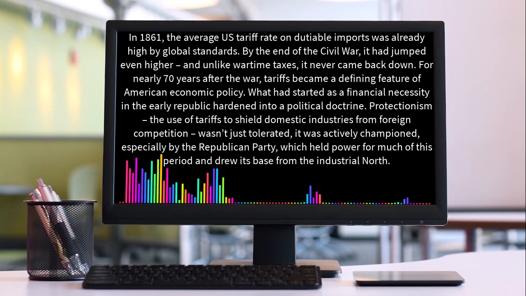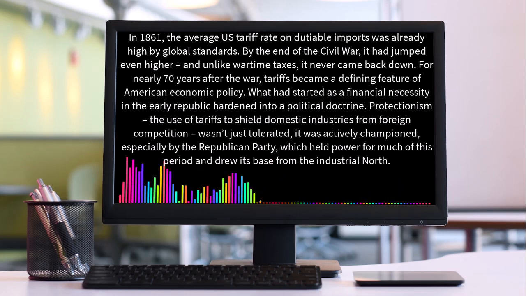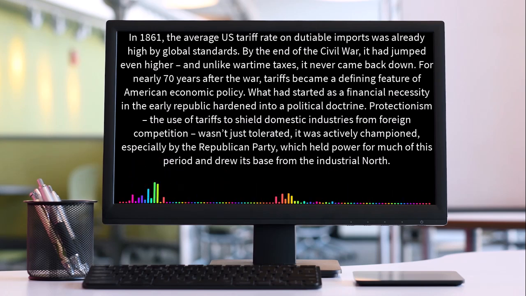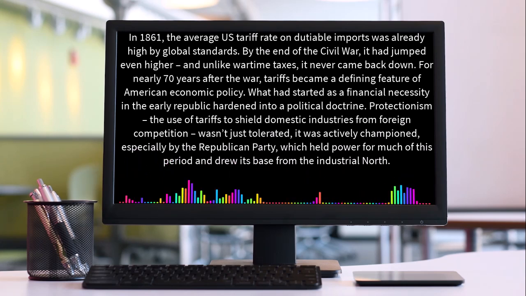Protectionism defined an era of American trade policy. In 1861, the average U.S. tariff rate on dutiable imports was already high by global standards. By the end of the Civil War, it had jumped even higher, and unlike wartime taxes, it never came back down. For nearly 70 years after the war, tariffs became a defining feature of American economic policy.